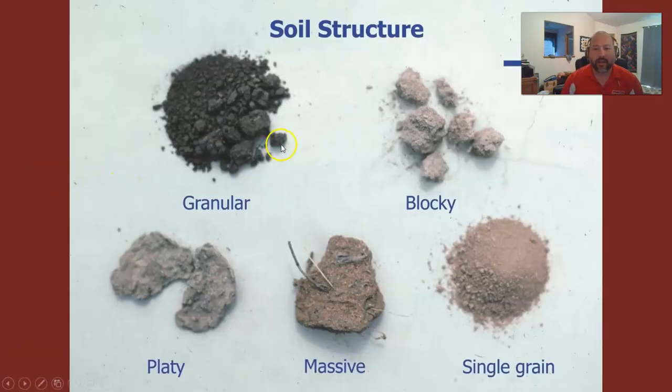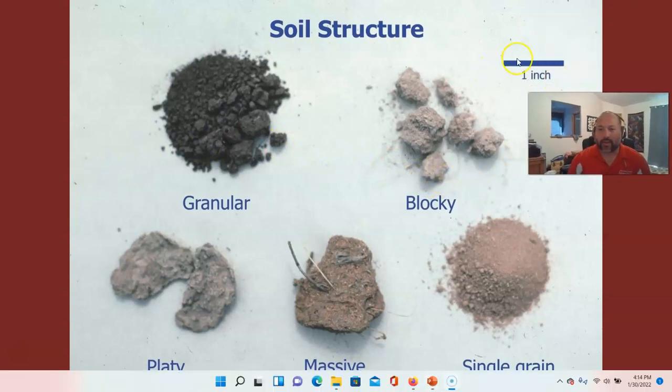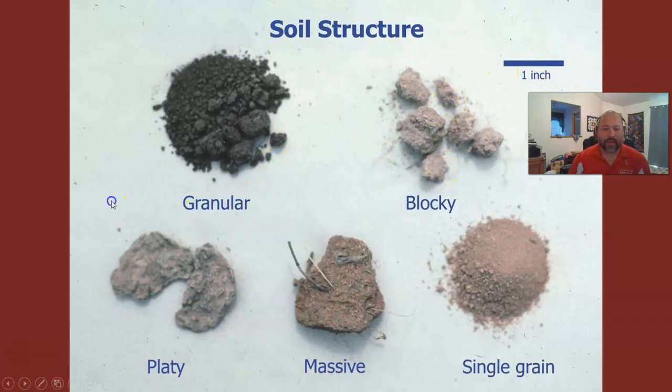So let's take a look at what some of those look like. Let me move myself here so you can see. Here's our scale. That's about 1 inch, which, if you put your finger up to there, you're going, it's not 1 inch. Yeah, because I blew up the picture. But just think about that in comparison to what we're looking at here. So here is your granular style, that cookie crumb style of soil structure. You've got your blocky little blocks, platy, so more of a flat soil structure. You've got single grain here, your sandier soils that don't bind together well. You'll see that kind of look.